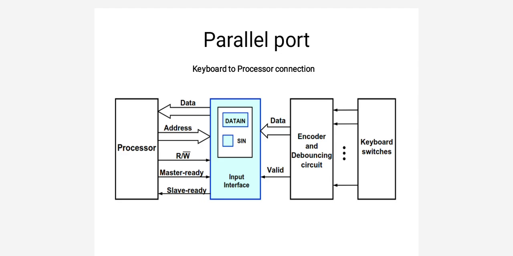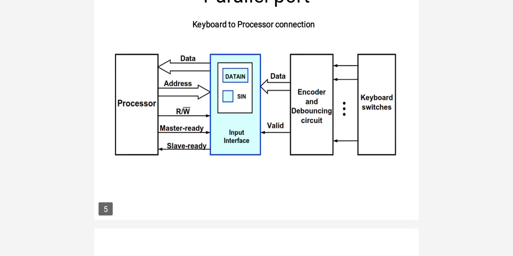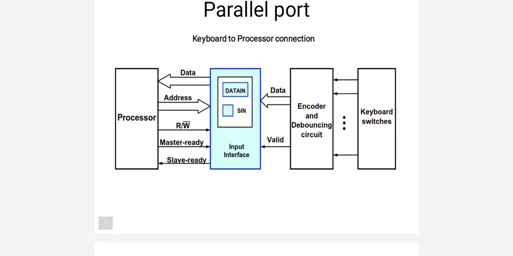Clear? Consider a connection between a keyboard and a processor. Keyboardum processorum തമ്മിലുള്ള connection by using a parallel port. This is the figure. So the keyboard contains a number of switches.